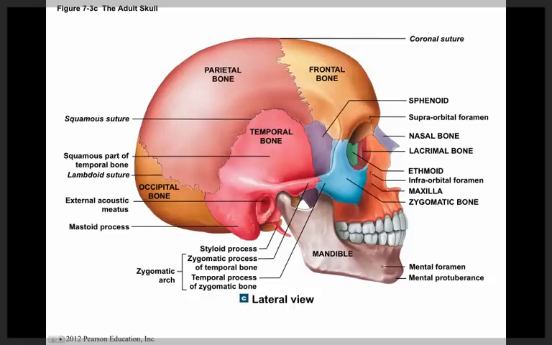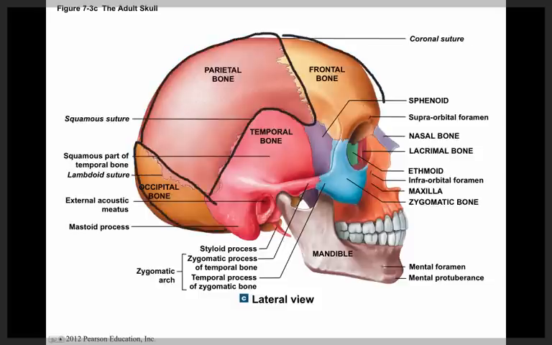On a lateral view, we can see these bones again. Here's the occipital bone. Here's the parietal bone. Here's the frontal bone that helps to make up your forehead and part of your eye socket. And then here we have the temporal bone, and the temporal bone houses the opening for your ear. We also see 2 other bones. We see a portion of the sphenoid bone, and we also see a portion of the ethmoid bone. These are the 2 other bones of the cranium.